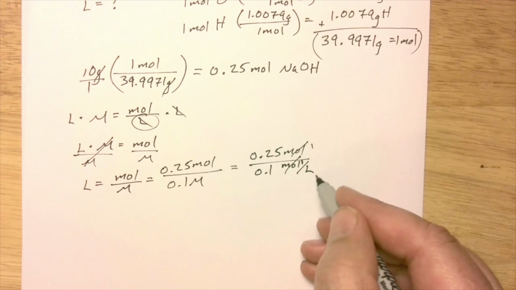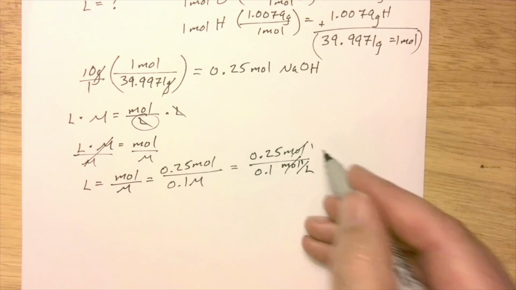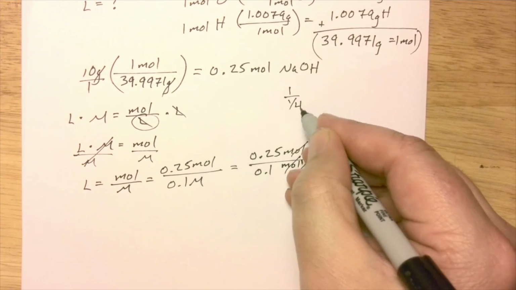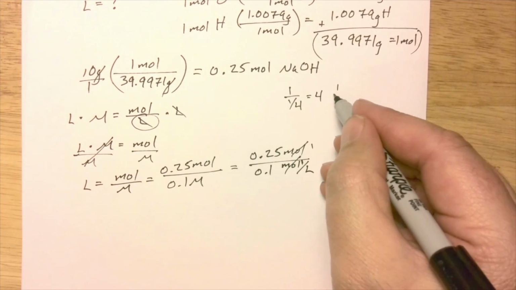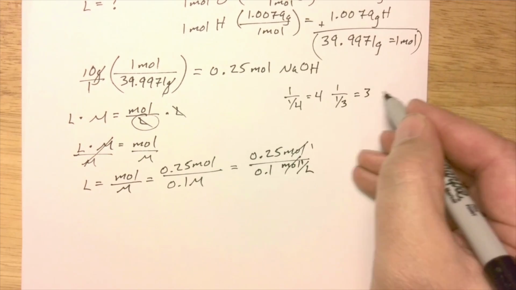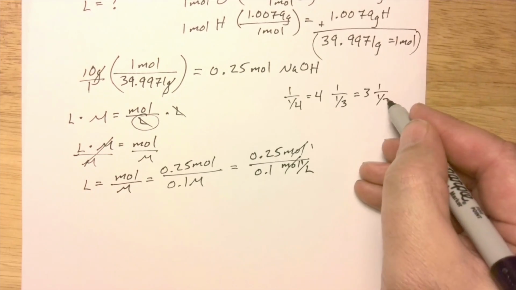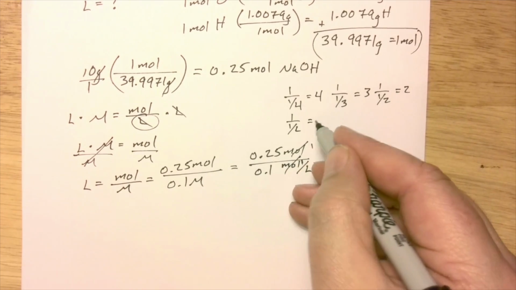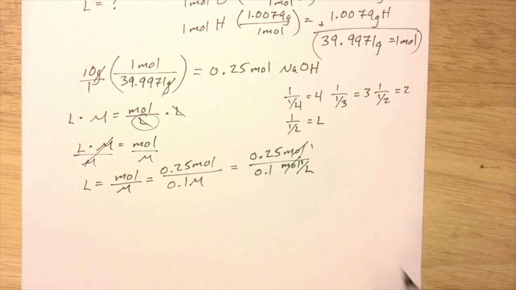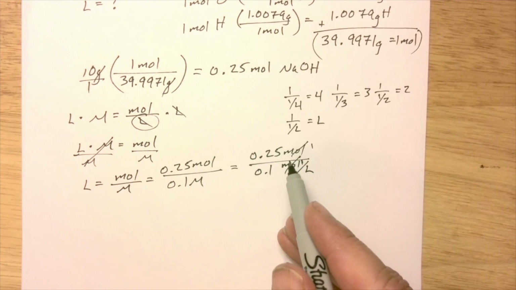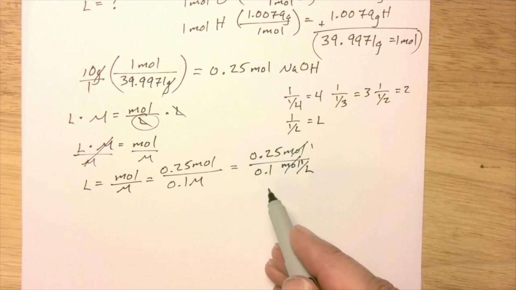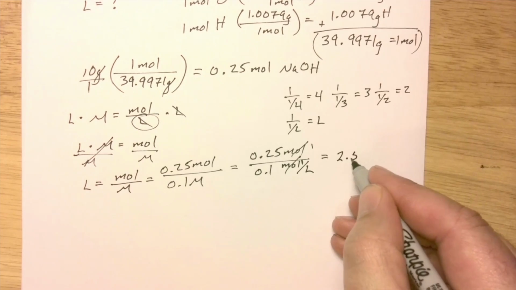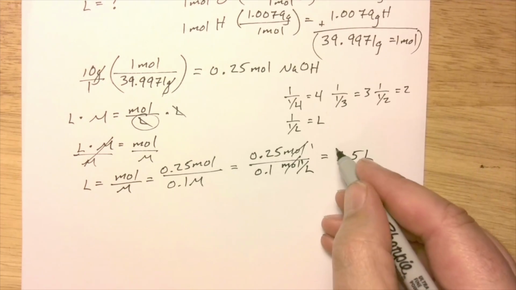The very bottom denominator comes up on top. If you remember from a while back, I was going over like 1 over 1/4 is equal to 4, or 1 over 1/3 is equal to 3, 1 over 1/2 is equal to 2. In this case, 1 over 1 per liter is a liter. So the same thing happens with this. So 0.25 divided by 0.1 comes out to be 2.5, and the units for that is liters.